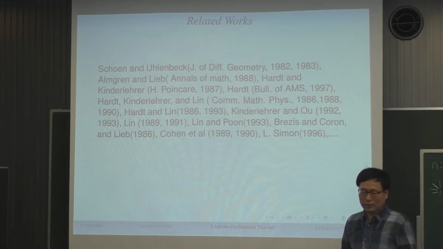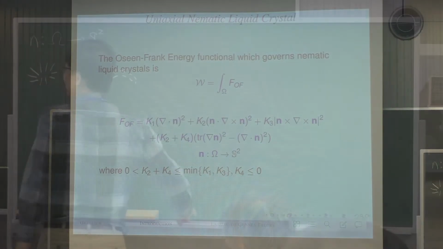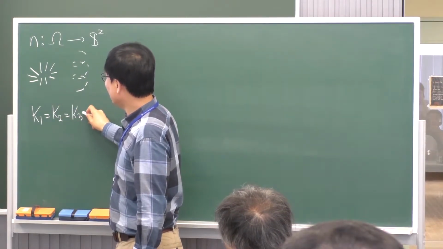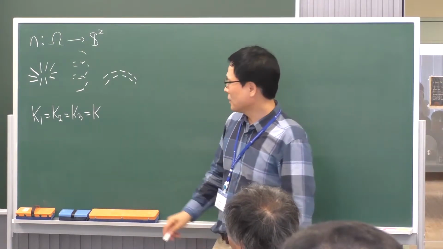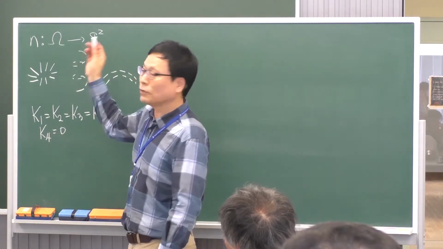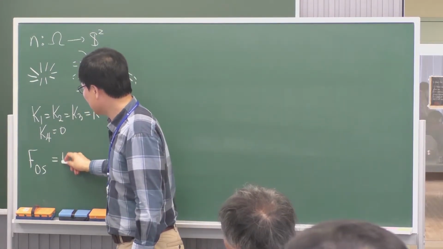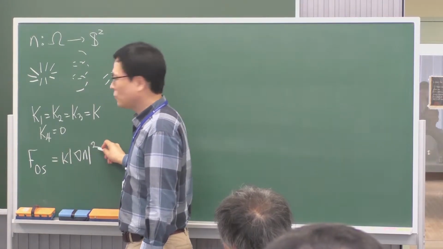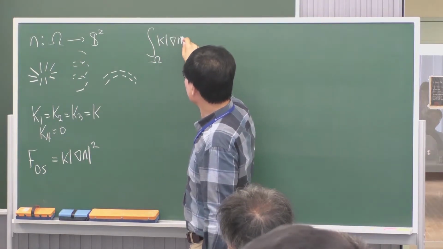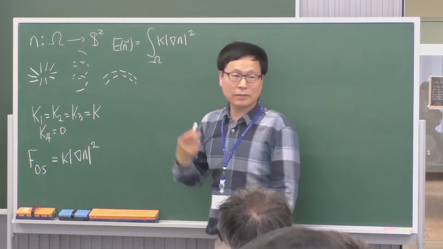So for the previous energy, you consider K1, K2, K3 all the same K, and then you consider K4 equals 0. Then the Oseen-Frank energy reduces to just K times the gradient of n squared, and you minimize this. This is our energy, the Oseen-Frank energy.